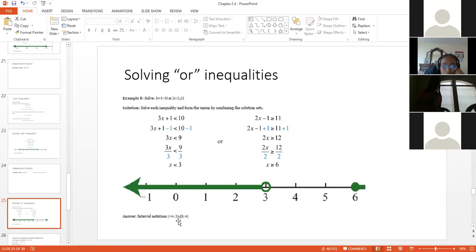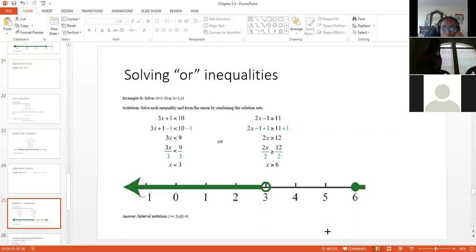Interval notation. Remember the union. Because there's no intersecting, there's no overlapping over here, we have to use the union symbol. So all the values between negative infinity and 3, union with 6 and all the values to the right of it, 6 to infinity. So you have to use the union whenever there's a gap like this. Make sense? Thumbs up, thumbs down. Good.